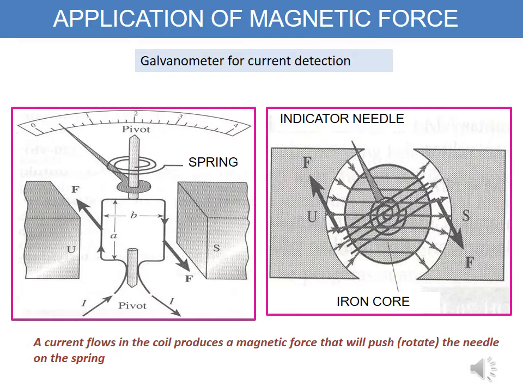This pair of magnetic forces will create a rotation, or a torque. This torque will deflect the galvanometer's needle. Since we put in a spring, this deflection is stopped by the spring at a particular scale, which indicates the amount of current detected.